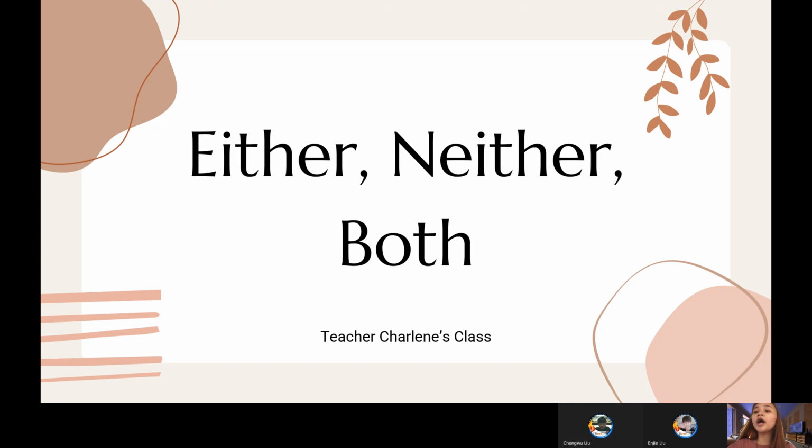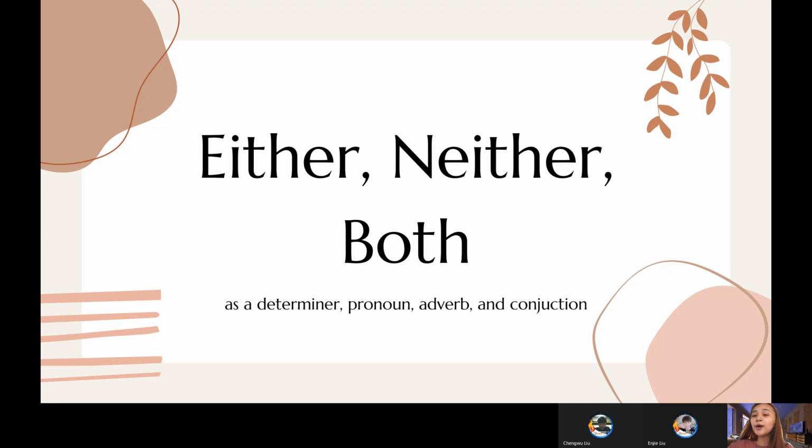So today we are going to talk about either, neither, and both. We are going to discuss the different functions of these words and the proper usage and pattern of the words based on their function. Either, neither, and both could function as a determiner, pronoun, adverb, and conjunction. Later on, we are going to find out more about this. Are you still with me?